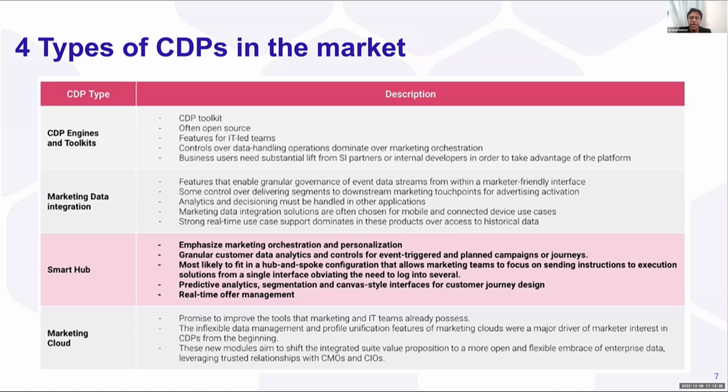And the last one is marketing cloud, which has somewhat inflexible data management, and profile unification is not that strong. It is at a very basic level, and to be very precise, Smart Hub is what we are after. Now we understand the available CDP types and the differences among them. Next, we need to know which CDP provider is best suited for your organization. So let's compare the platforms now.